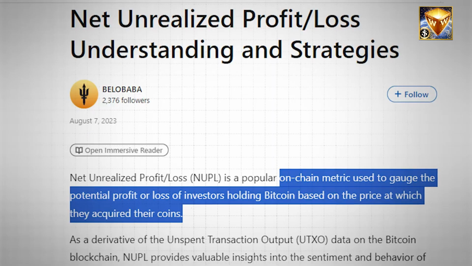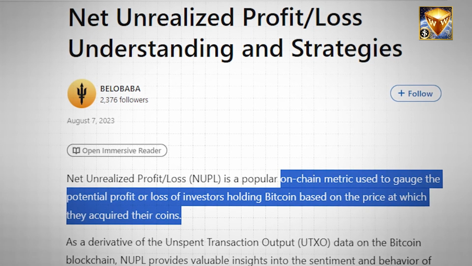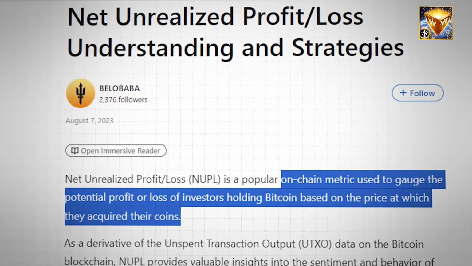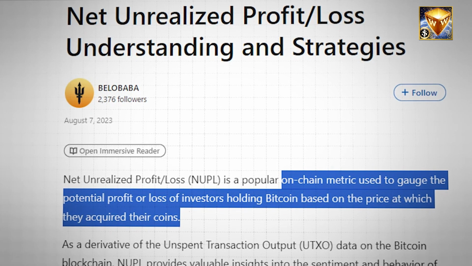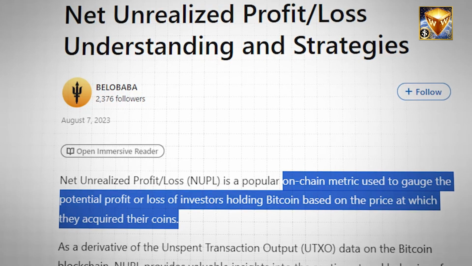First off, we've got the net unrealized profit to loss, or NUPL for short. It's like a mood ring for the market. It shows us the difference between what everyone's crypto is currently worth versus what they paid for it. When NUPL gets really high, Snoop Dogg level high, it might just be time to sell.